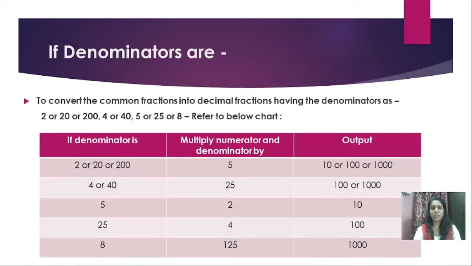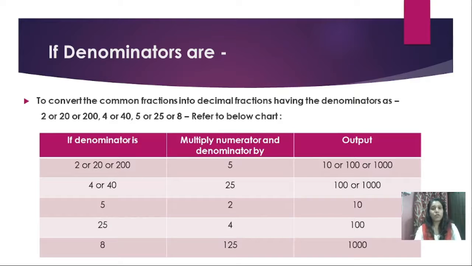Now if the denominator is 2 or 20 or 200, multiply the numerator and denominator by 5. Why? Because if you multiply the numerator and denominator by 5, your denominator will come out as 10 or 100 or 1000.